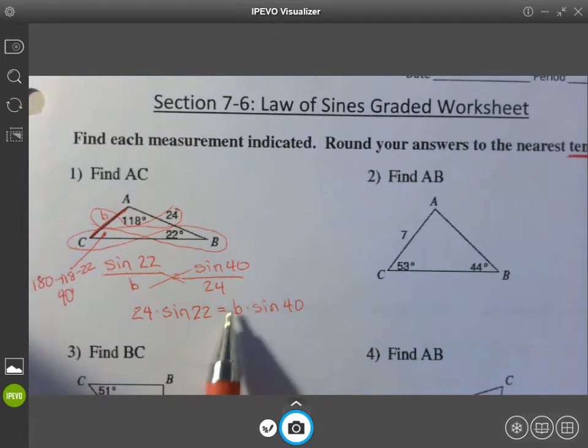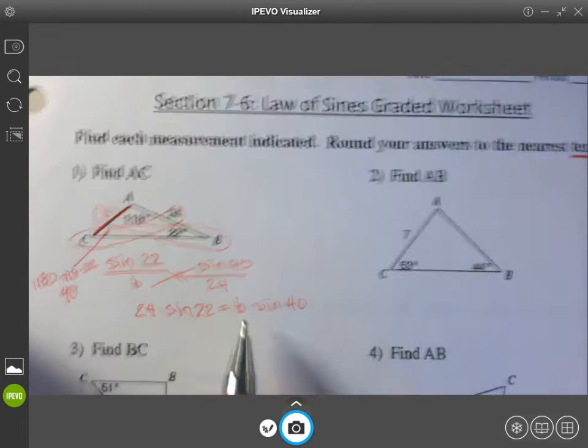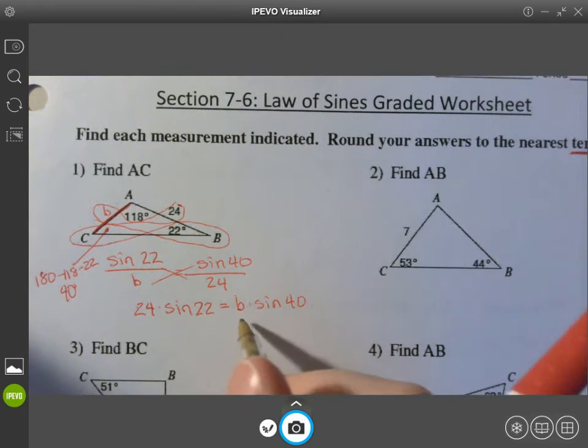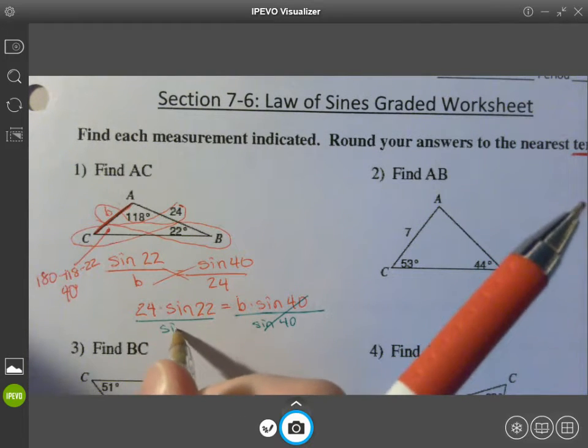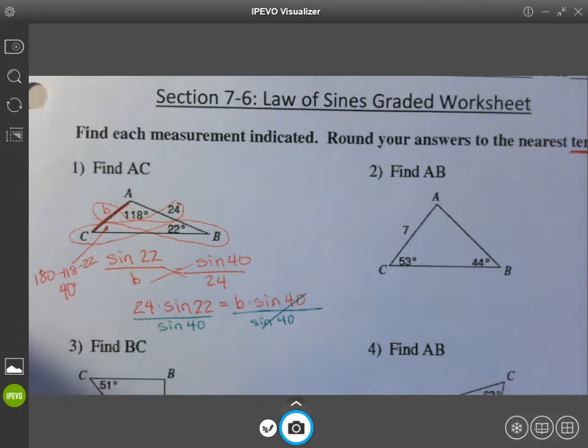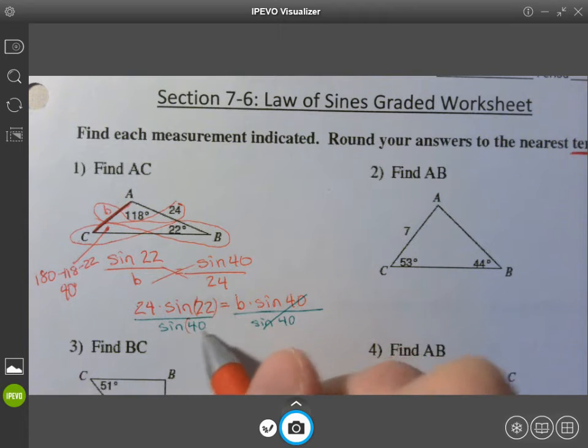And then I need you to find what you're looking for. And you're looking for the variable B. So to do that, you're going to divide both sides by sine of 40. Divide by sine of 40. So with that in mind, you should use your calculators. Make sure you close your parentheses. And what did you guys end up getting for B?